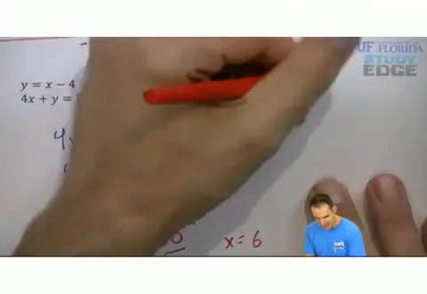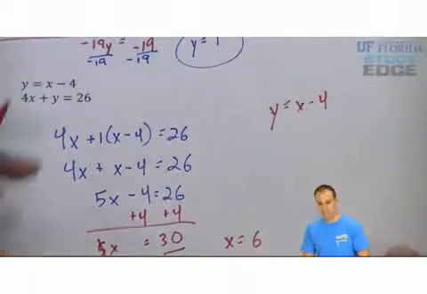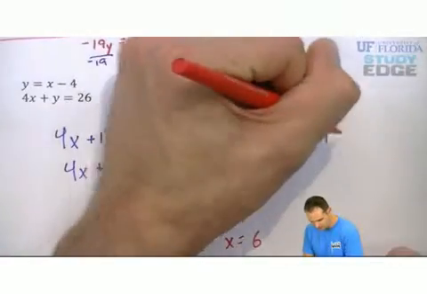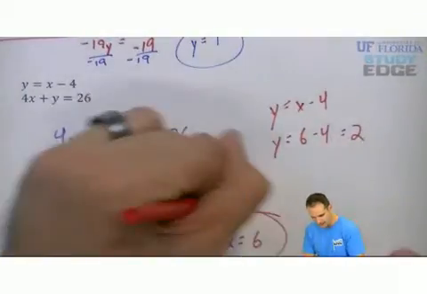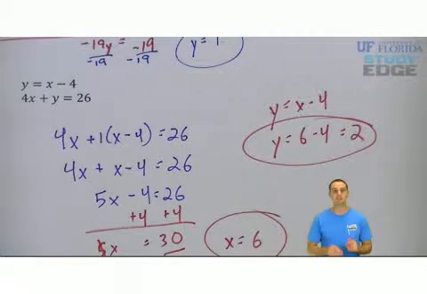Y equals x minus 4. Substitute in x equals 6, and 6 minus 4 is equal to 2. So x is 6, y is 2, or that could also be called 6, 2.